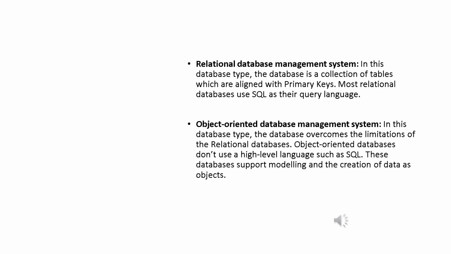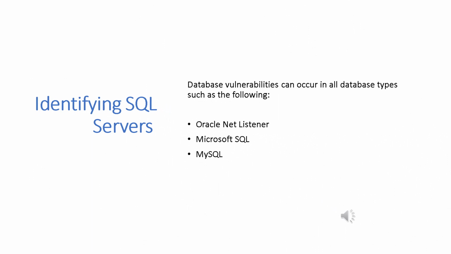Object-oriented database management system. In this database type, the database overcomes the limitations of the relational databases. Object-oriented databases don't use a high-level language such as SQL. These databases support modeling and the creation of data as objects. Identifying SQL servers. Database vulnerabilities can occur in all database types, such as the following: Oracle NetListener, Microsoft SQL, MySQL.